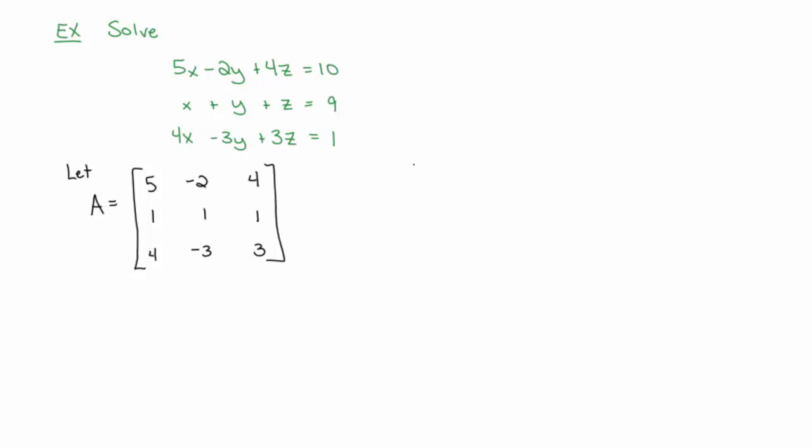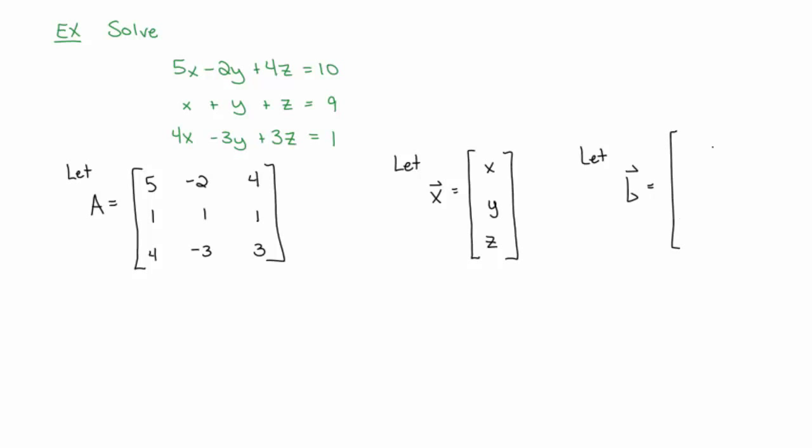We're also going to let x, the vector x, or if you want to call it a column matrix x, be x, y, z. And I'll show you why in a moment. And finally, we're going to let the column matrix, or the vector, b equal 10, 9, 1.